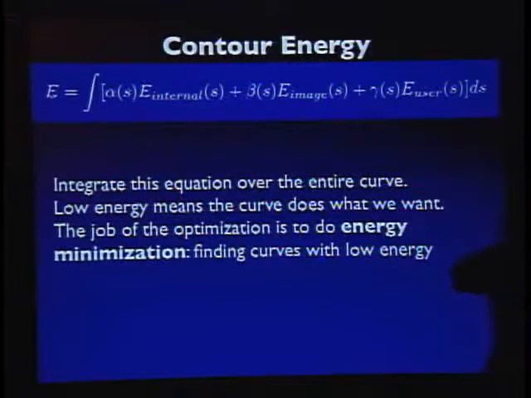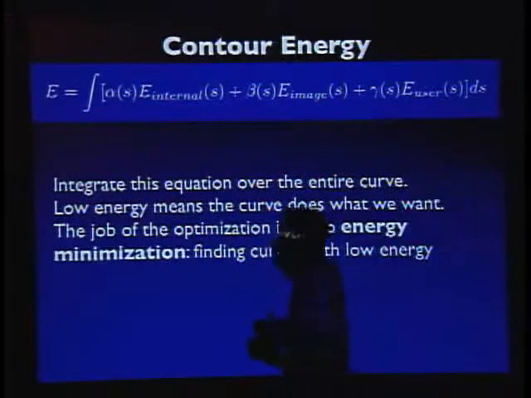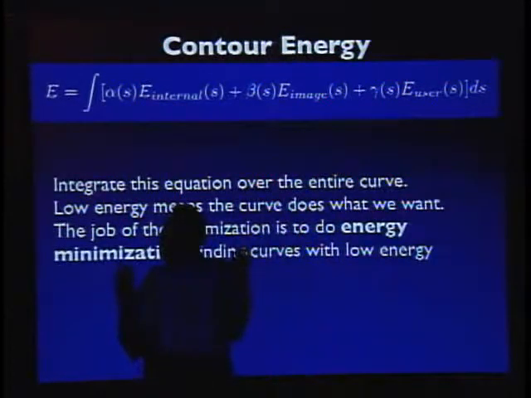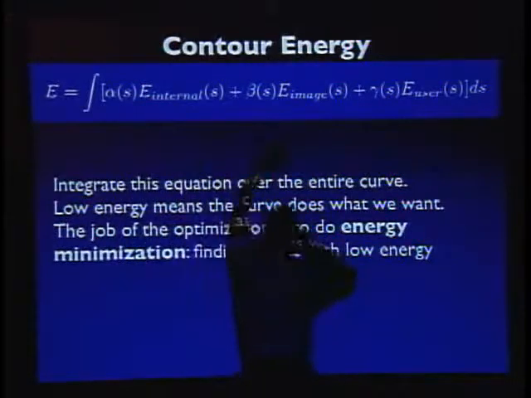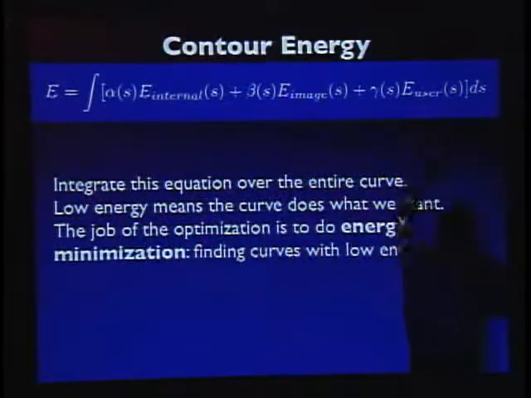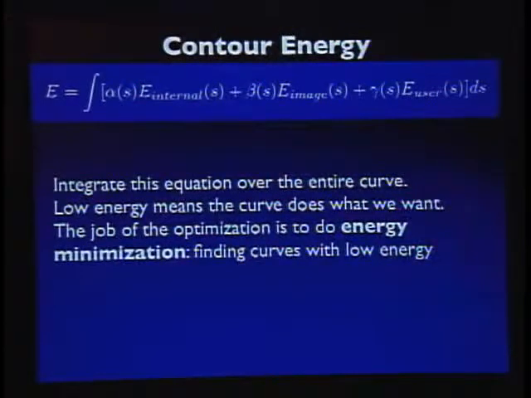So you're summing up all the contributions of all the points on the contour, and the thing that you're summing up has three terms in it: E internal, E image, and E user. Alpha, beta, and gamma are ways of upweighting or downweighting the contribution of any of these terms, which I will describe, for any point on the contour.